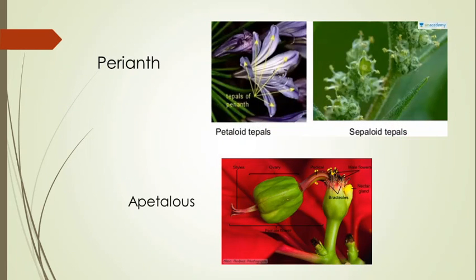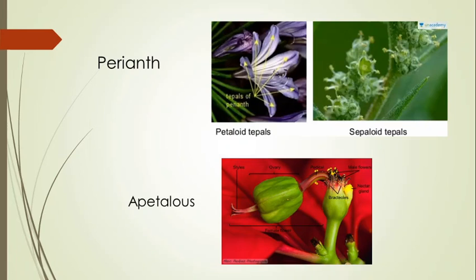In some flowers, the calyx and corolla are not separate. Instead, in place of a separate calyx and corolla, there is only one floral whorl of organs, and this is called the perianth. The units of the perianth are called tepals. And there are two types of tepals. There may be petaloid tepals and sepaloid tepals.